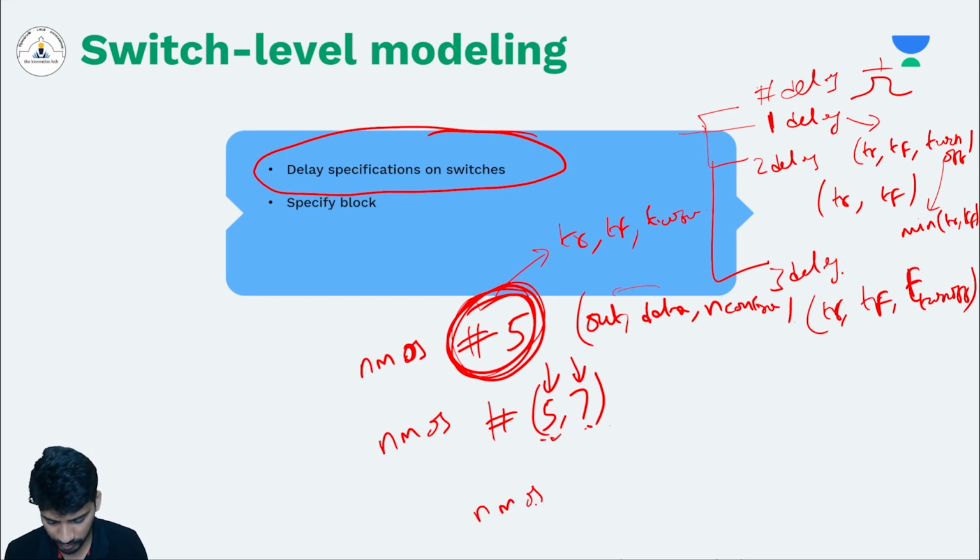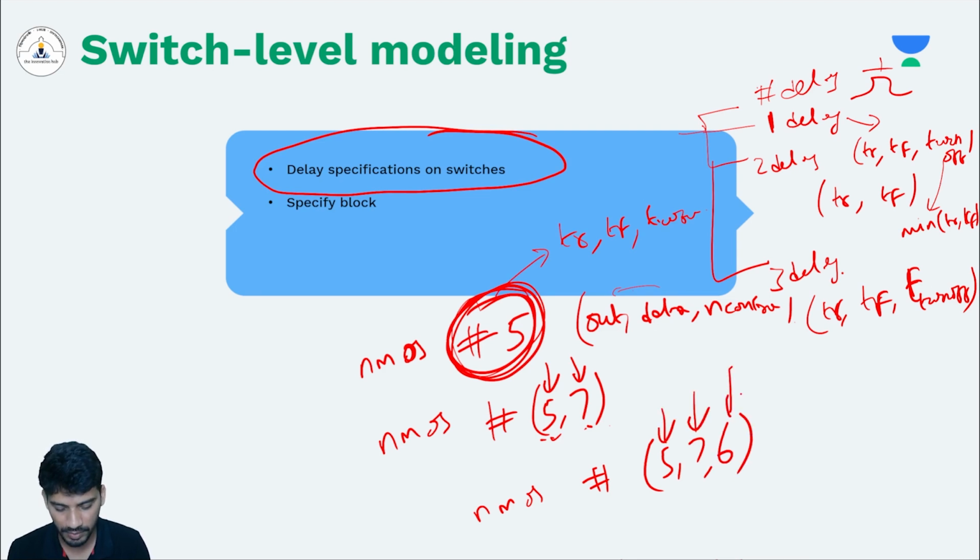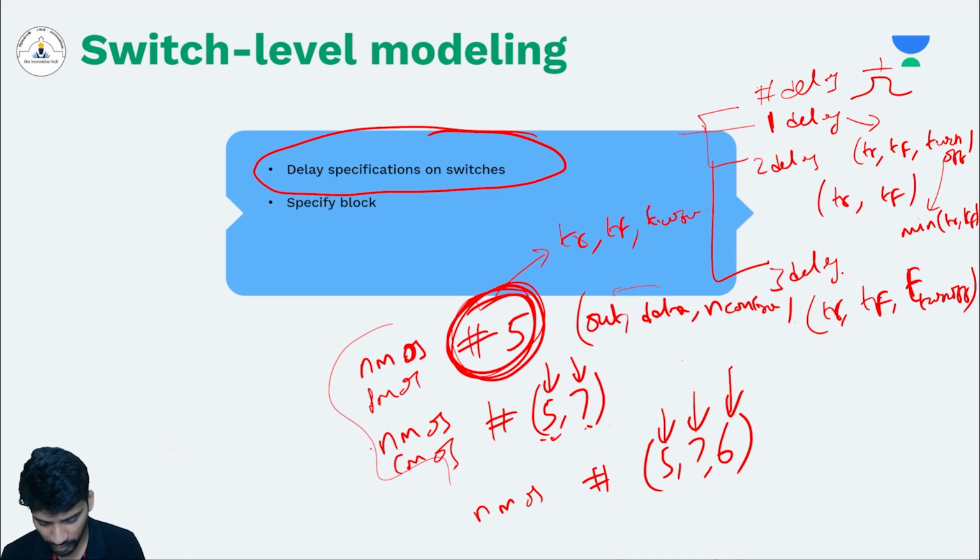Similarly, if I apply 5 7 6, in this case 5 is rise time, 7 is fall time, and 6 is my turn off time. So these are the syntaxes for NMOS, PMOS or CMOS switches. You can apply like this, and similarly you can apply for RNMOS, RPMOS, and RCMOS also.